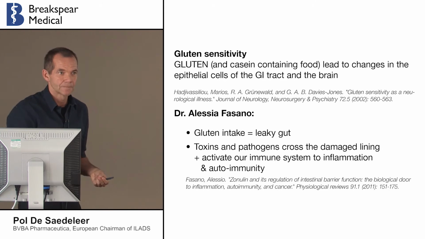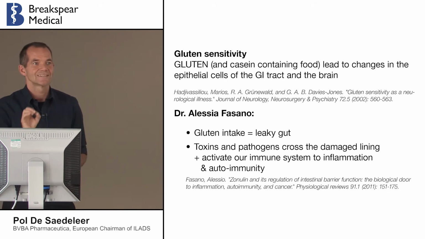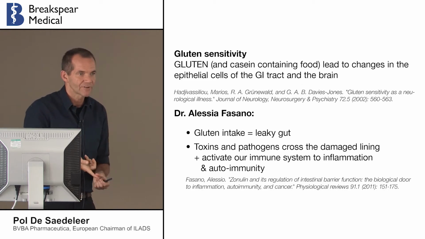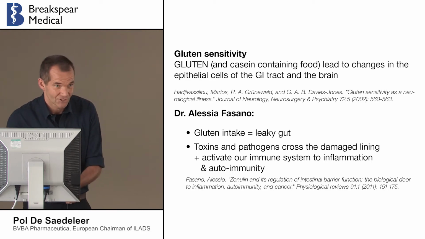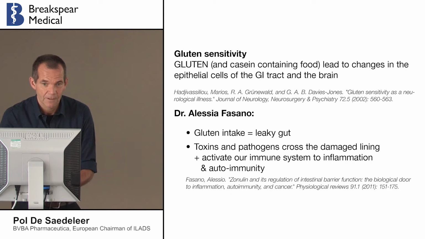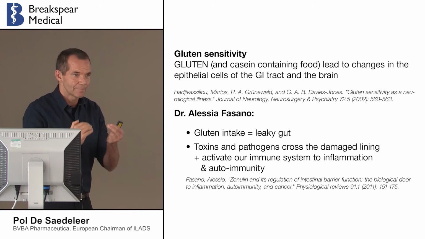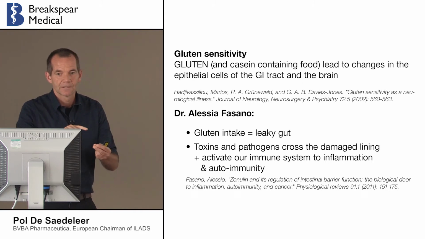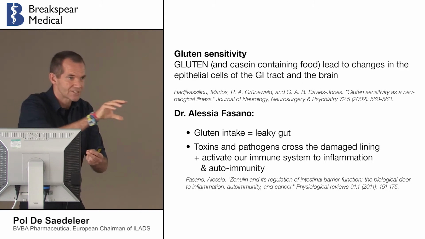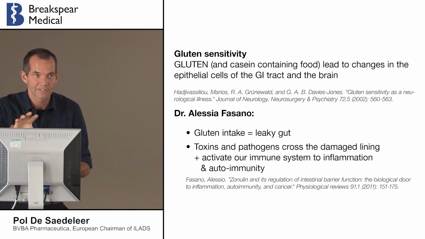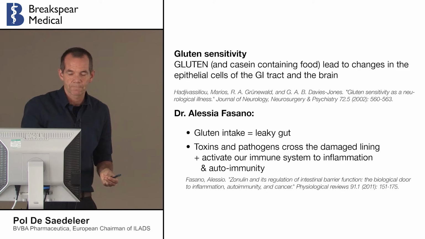Gluten sensitivity is very common in autoimmune diseases, in multi-infectious disease, in neurodegenerative diseases. Gluten, but also casein, damage the epithelial cells, and as a result, we see leaky gut, but also leaky blood-brain barrier. Very common in the situations we are discussing.